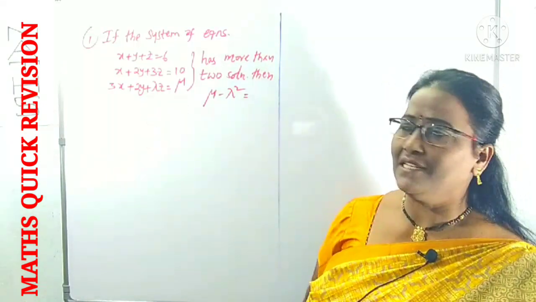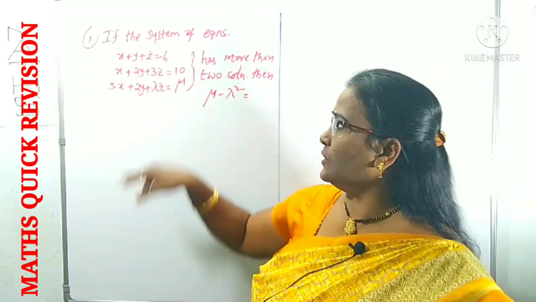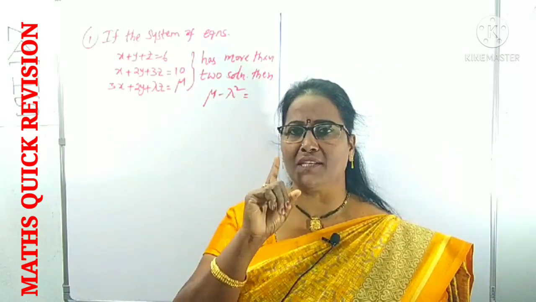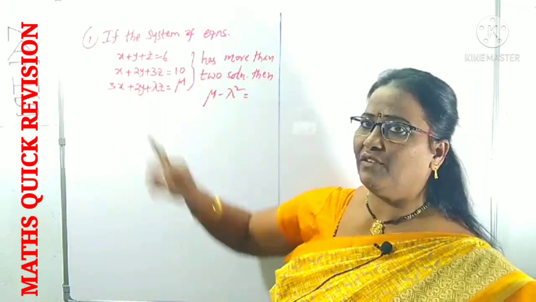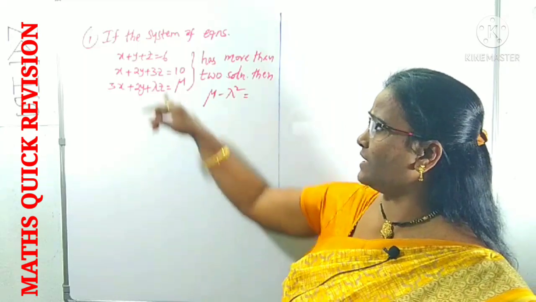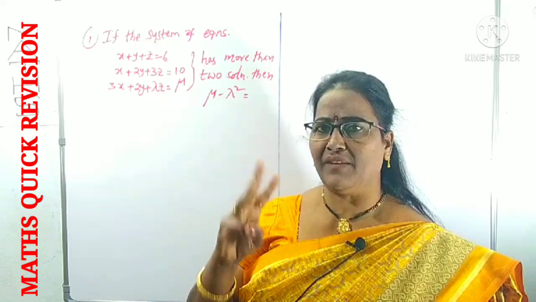So how can we get it? It has how many solutions? More than two solutions. And we can look at this system of equations. First of all, we have to recognize whether the given system is homogeneous or non-homogeneous. This is clearly non-homogeneous, because there are constants here. In the case of non-homogeneous, there are three types of solutions.